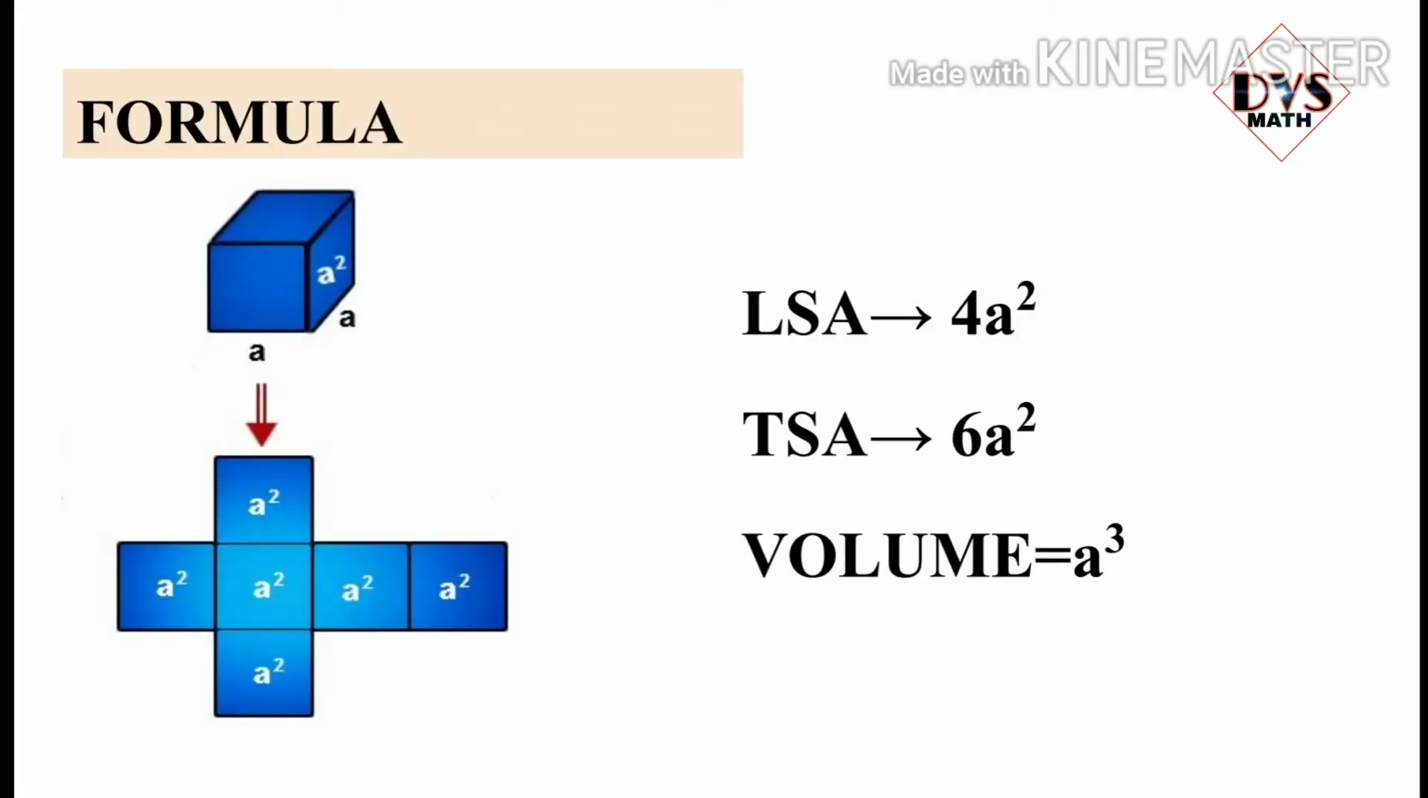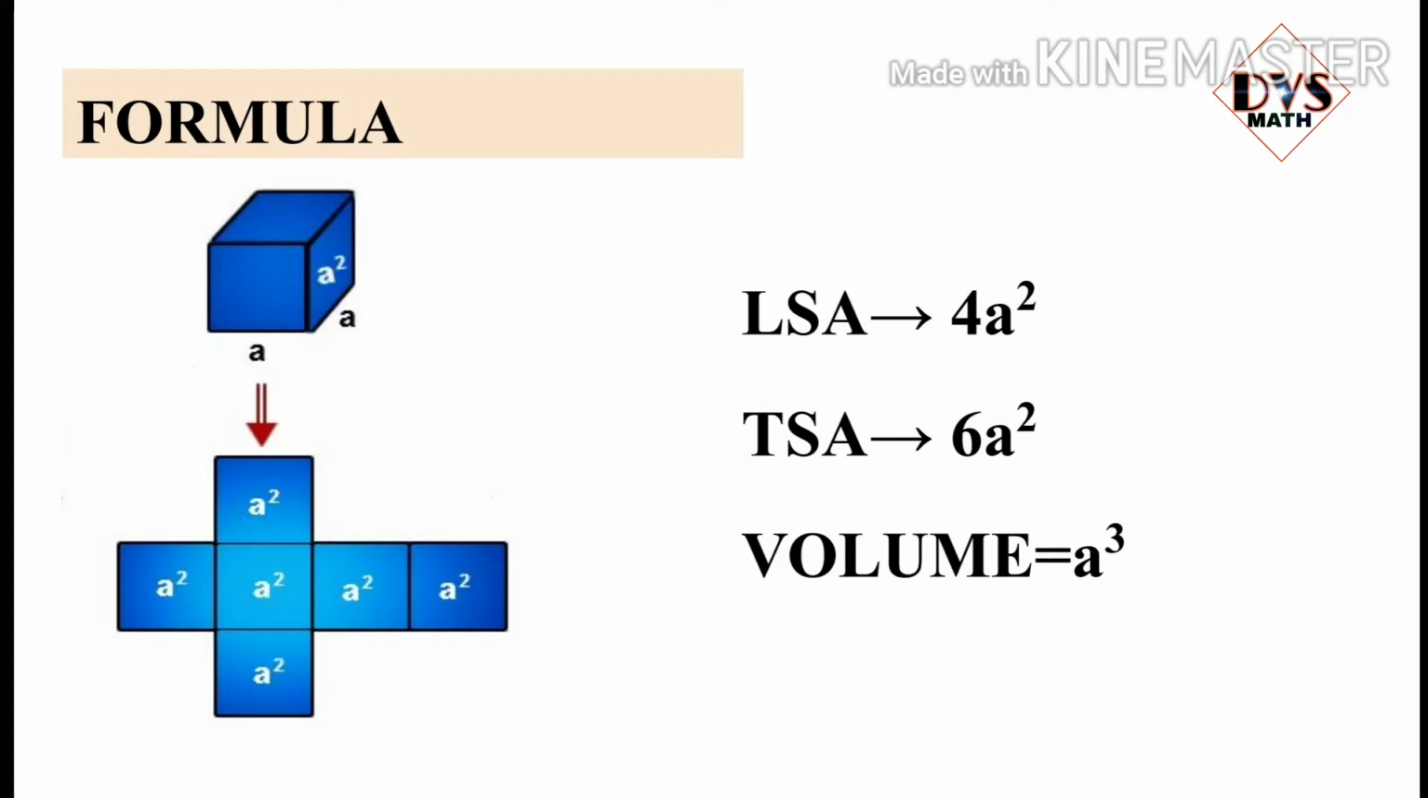Now formula. LSA, that is lateral surface area. Here we consider only 4 faces of the cube. So area is 4a square. That means each face of the cube is considered as a square, so the area of a square is a square. So it is 4a square.